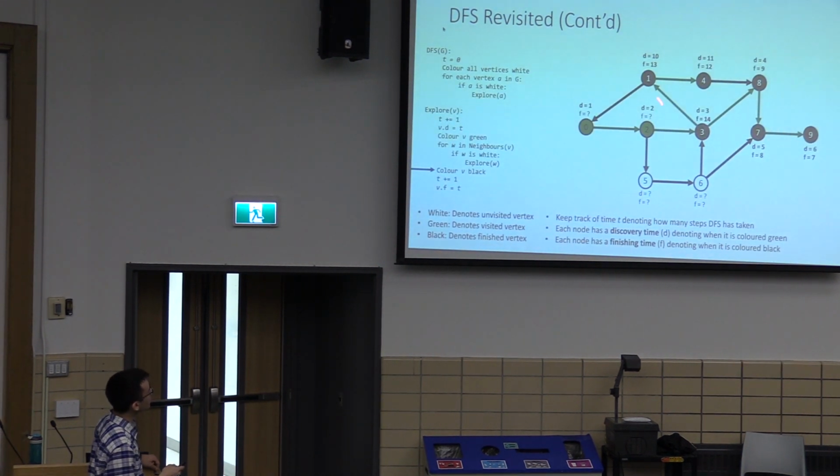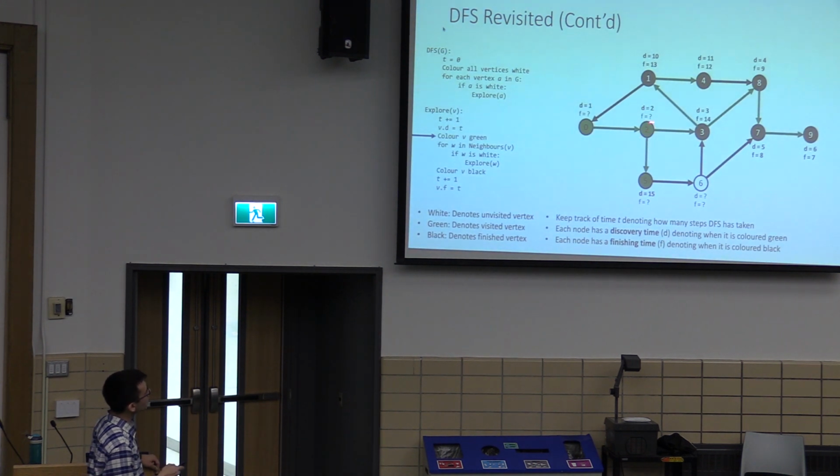Afterwards, how do we get to 1? Well, we got to it from 3. So we're going to color 3 black because it has no more neighbors it can really explore. And next, how do we get to 3? Well, we reached it by 2.